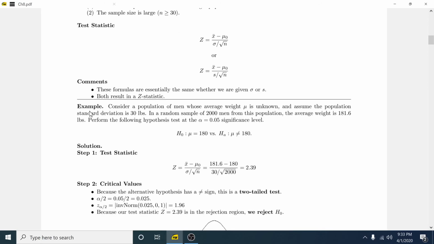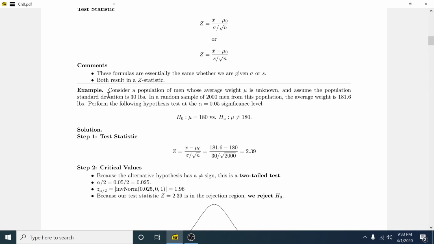So let's get back to our example. The example that we're looking at is: consider a population of men whose average weight mu is unknown. Assume the population standard deviation is 30, and we're looking at a random sample of 2,000 men, and the average weight is 181.6 pounds. We're trying to perform the following hypothesis test, mu equals 180 versus mu not equal to 180, and we're looking at an alpha equals 0.05 significance level. Let's go through this step by step and just show how this procedure works.